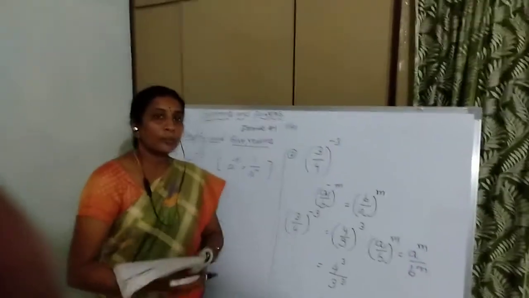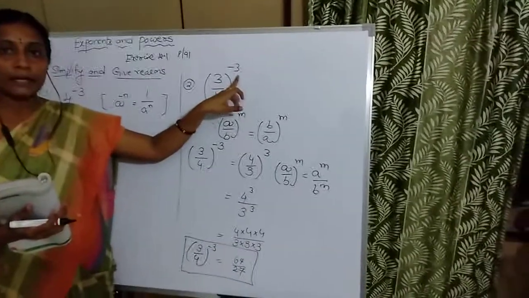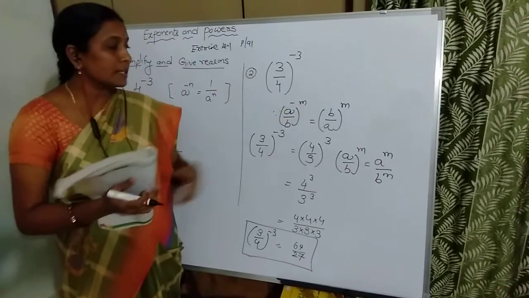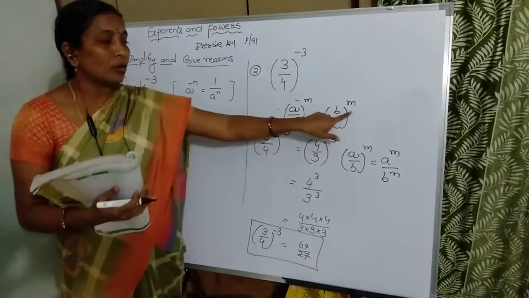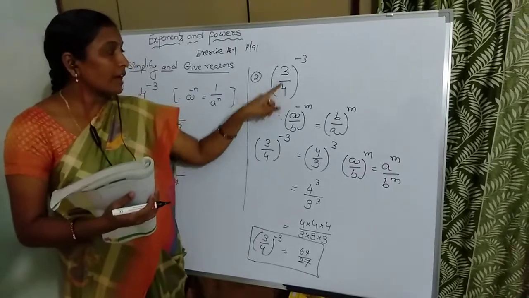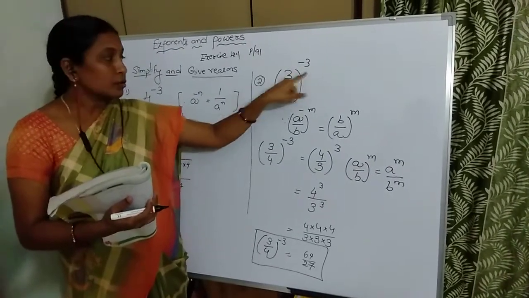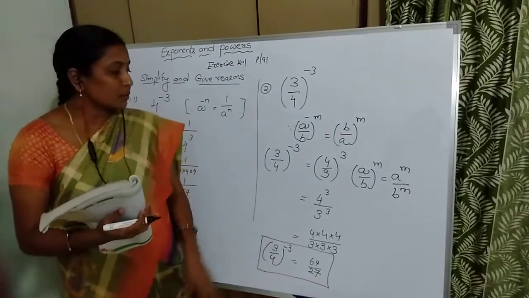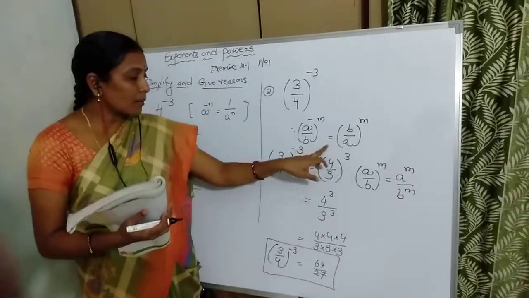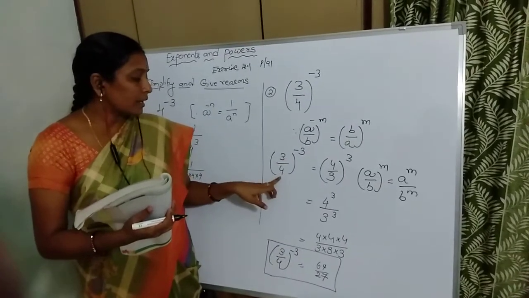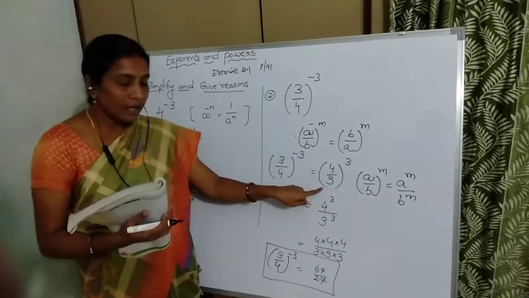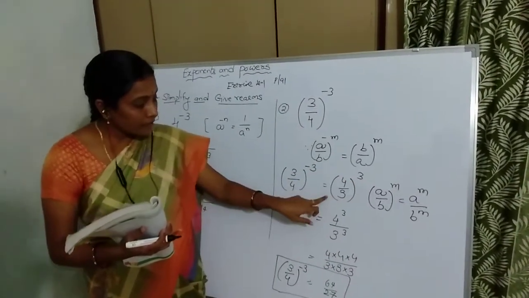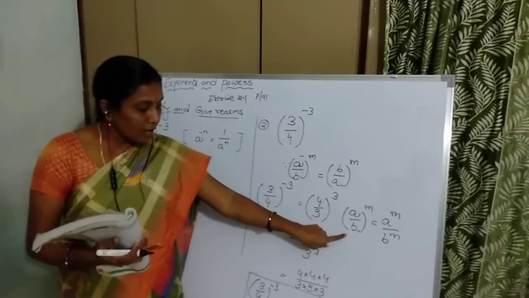So (3/4) to the power minus 3 can be simplified by using the formula (a/b) to the power minus m is equal to (b/a) to the power m. A fraction having a negative power of exponent becomes the reciprocal of that fraction with a positive power. The reciprocal of 3 by 4 is 4 by 3, and the negative exponent becomes positive. In this step we have to simplify using this formula.